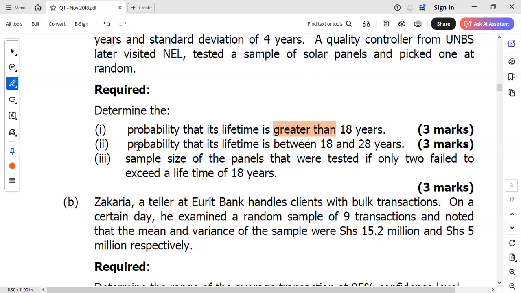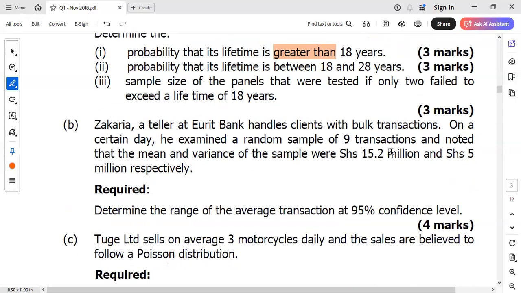Also here you can say, determine the probability that its lifetime is between 18 and 28 years. Then he puts in bracket inclusive. So if he puts the word inclusive in bracket, it means that 18 is inclusive and also 28 is inclusive. You first get the exclusive figures. Is that okay? Is that very okay? Yes, thank you.